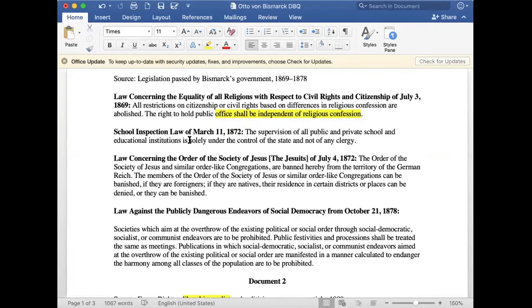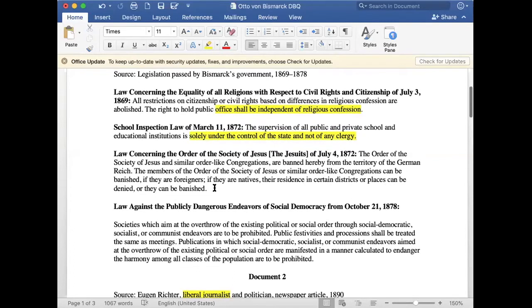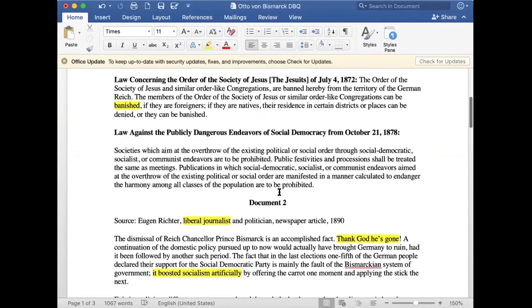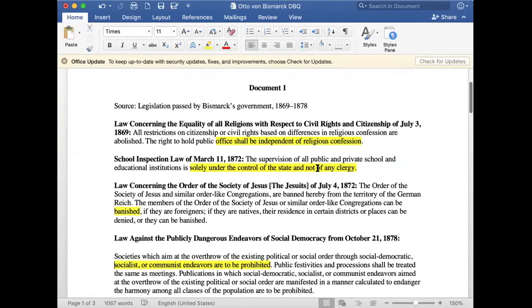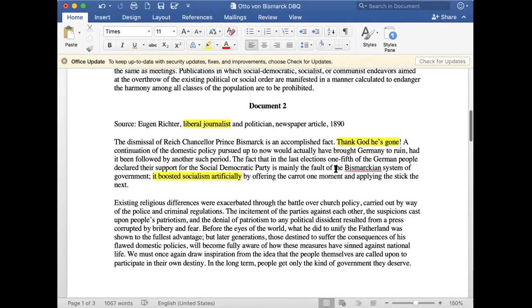This one here, solely under the control of the state. And this one, limiting religious power and prohibiting active political parties. Okay. So those were the things in document 1 that stood out to me. Document 2, these are the things that stood out to me.